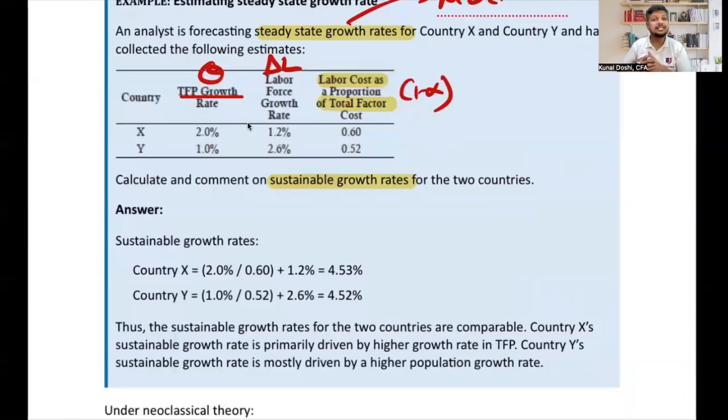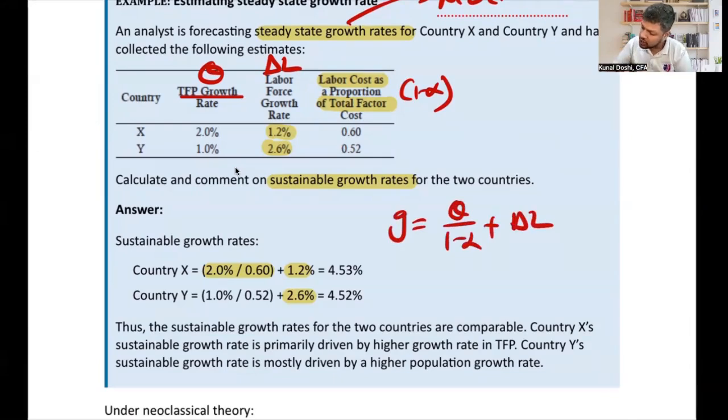So they are asking for sustainable growth rate, not in per capita, in total. If they use the word per capita, then I will require only the first part of the formula. But when they say just the growth rate, then I will add the change in labor also for both the countries. Understood? Because then my formula is theta over 1 minus alpha plus change in L. Correct? So I have theta divided by the share of the labor, plus this.